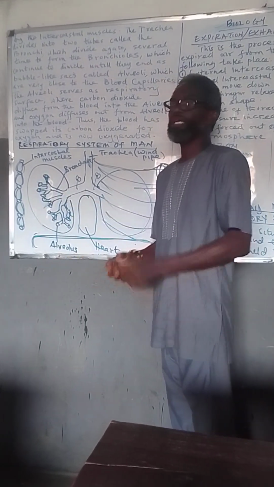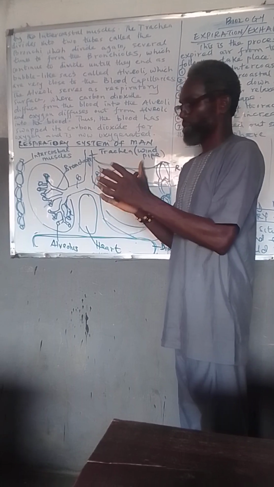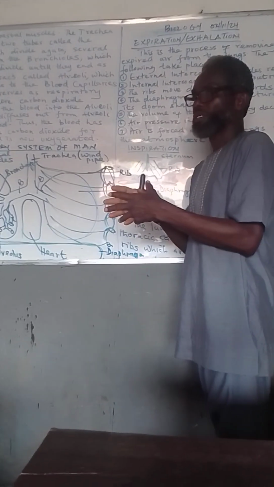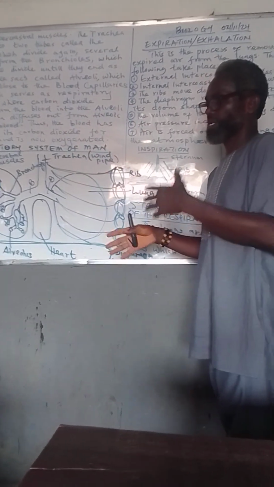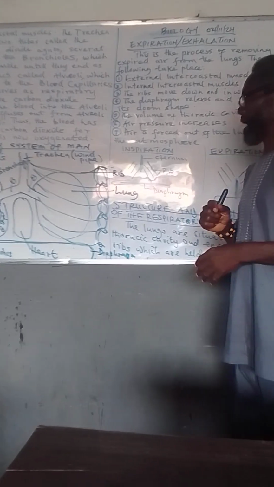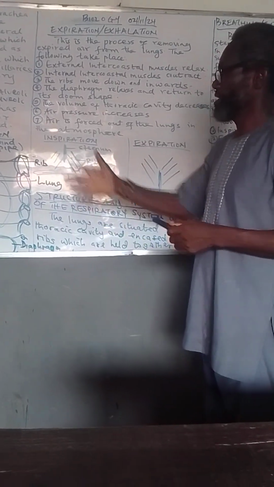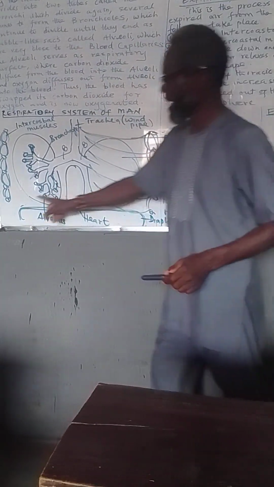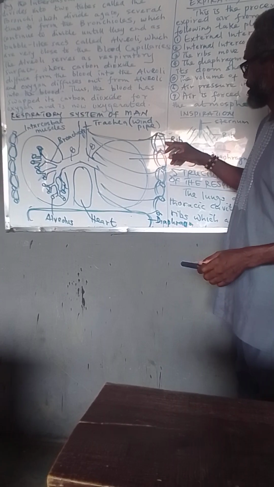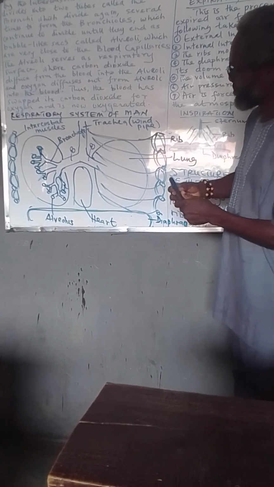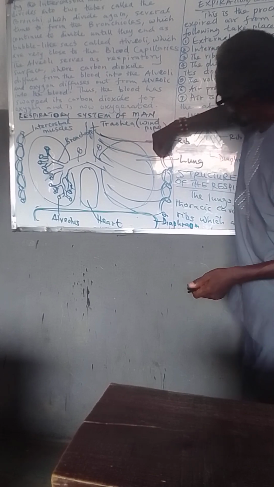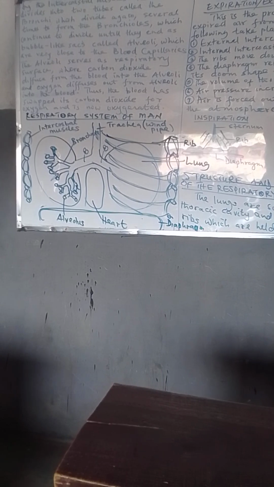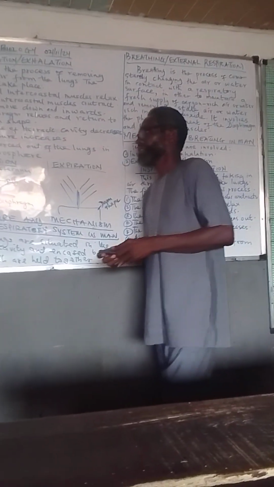The alveoli are packed close to the capillaries that exchange gases between the lungs and the blood in man. So that's exactly what we have. This is the diaphragm that contracts and relaxes, while these are the intercostal muscles and the ribs. This one is showing the ribs. So this is what happens in man.